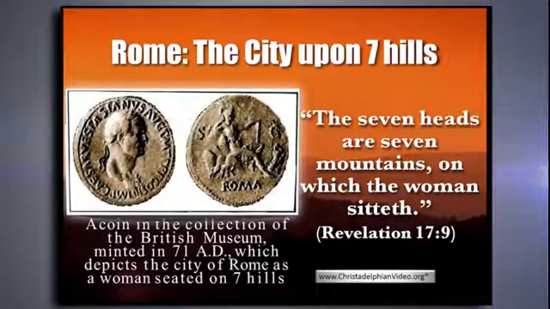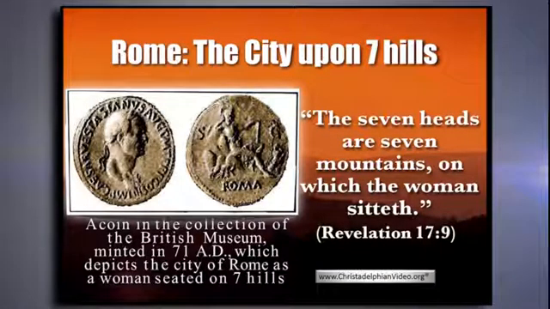But in the British Museum, I've seen this coin, and it was minted in AD 71. So it was struck before the Apostle John wrote the book of Revelation. And here's Roma, a figure of Rome, and she sat upon 7 hills, okay? And it says here in verse 9 of Revelation 17, the 7 heads are 7 mountains on which the woman sitteth.